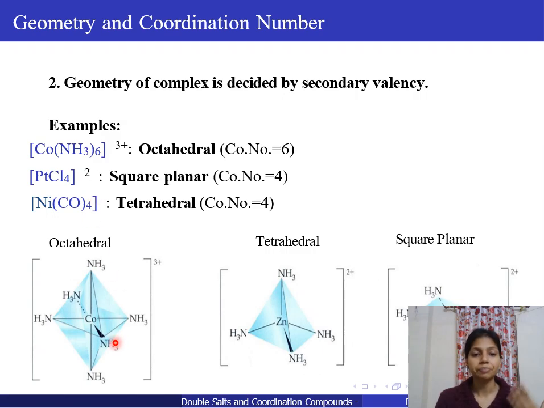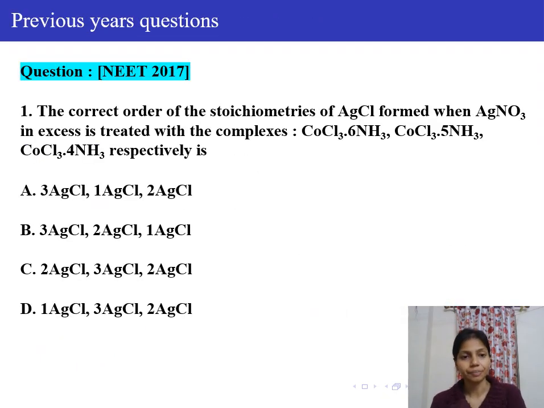If the ligand number is 4, there are two types of geometry possible: square planar or tetrahedral. That means the ligands which are directly bonded with the metal atom decide the geometry, because they are directional in nature. So secondary valency decides the geometry of the complex, right? I hope you understood until here.